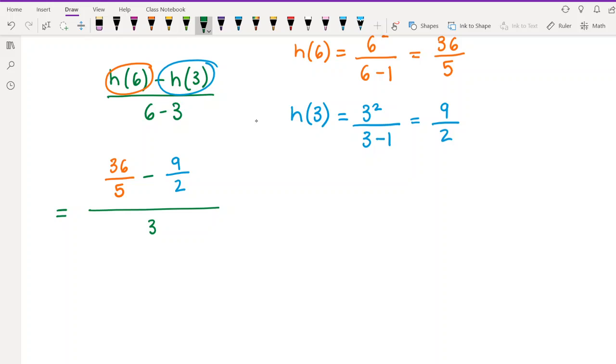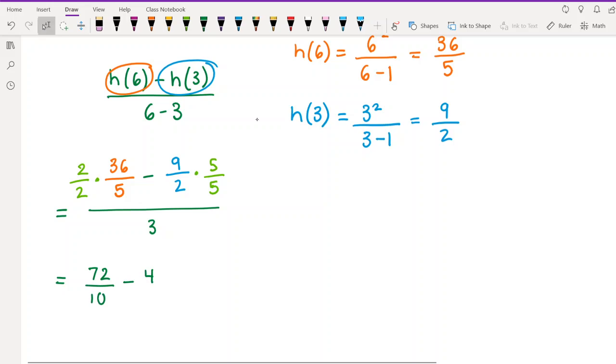Okay, so how do we actually combine these fractions in the numerator? Well, we need to make a common denominator. So we need to figure out what we can multiply each of these fractions by so that their denominators are the same. 2 and 5 don't really have anything in common, and so the only way to make our common denominator is to multiply this one by 2 over 2 and this one by 5 over 5, because that will give us a denominator of 10 on both of them. So this is now going to become 72 over 10 minus 45 over 10, and that's still all getting divided by 3.